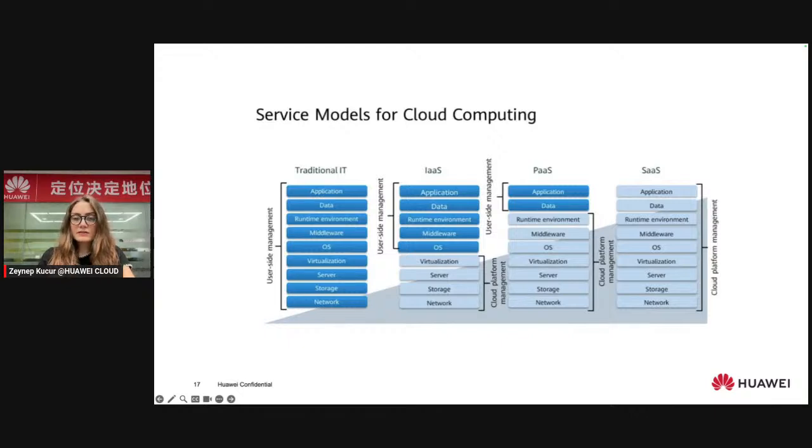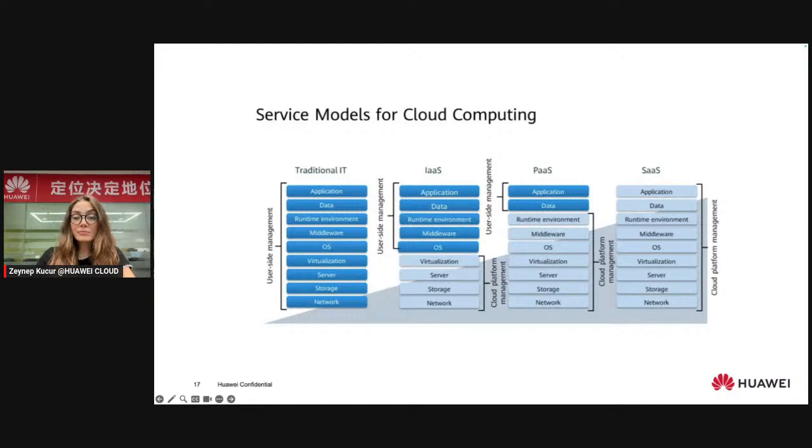In infrastructure as a service, which goes by IaaS, the cloud service provider is responsible for maintaining related resources. For example, Huawei Cloud is one of the cloud service providers in the world. And in infrastructure as a service, they're responsible for maintaining the related resources. Users need to pay attention to the systems and application layer in infrastructure as a service.